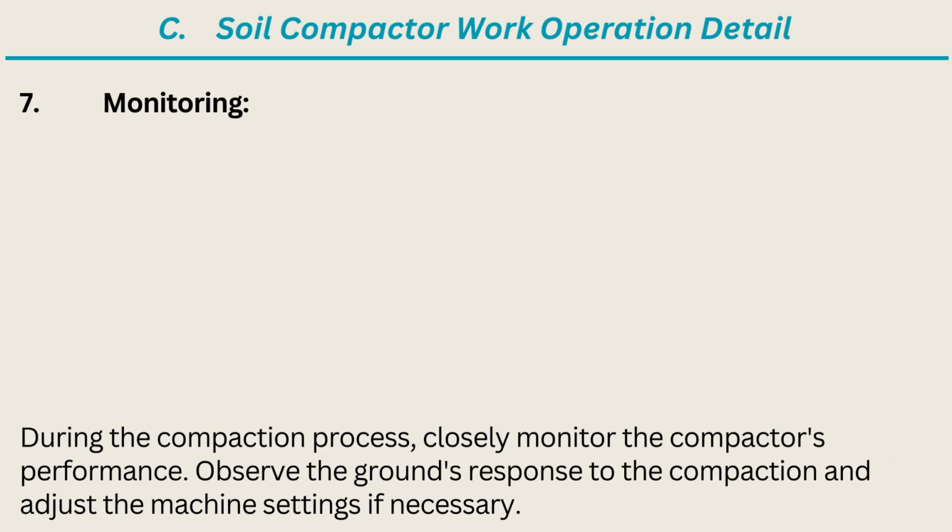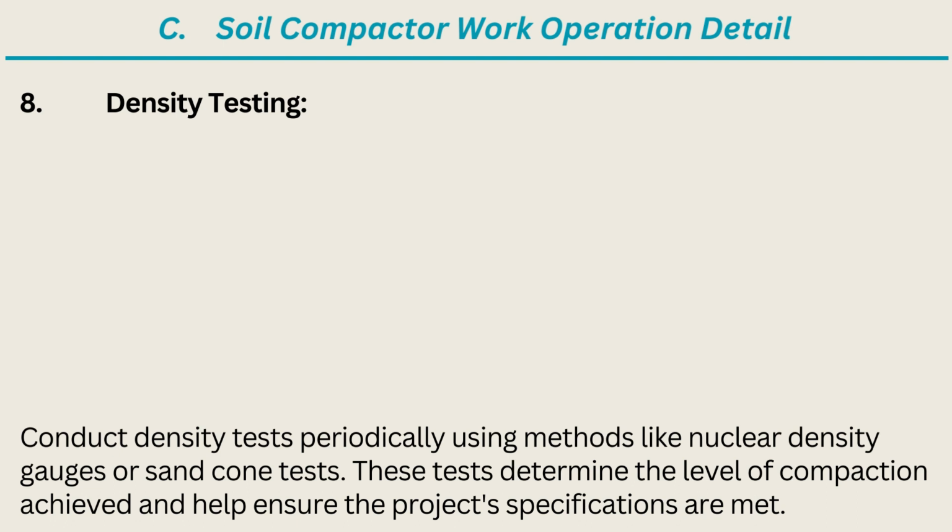7. Monitoring. During the compaction process, closely monitor the compactor's performance. Observe the ground's response to the compaction and adjust the machine settings if necessary. 8. Density testing. Conduct density tests periodically using methods like nuclear density gauges or sand cone tests. These tests determine the level of compaction achieved and help ensure the project's specifications are met.